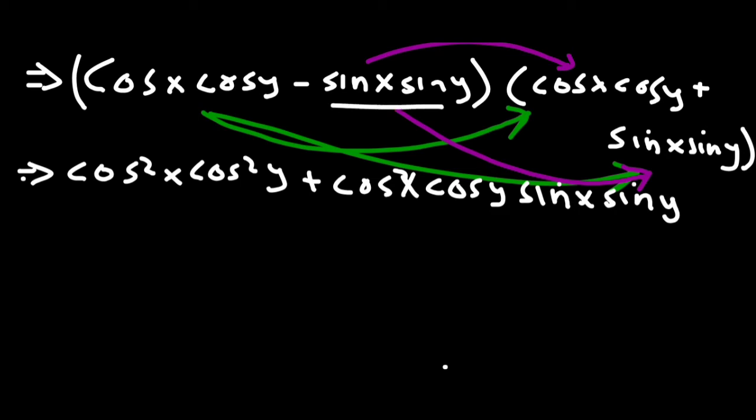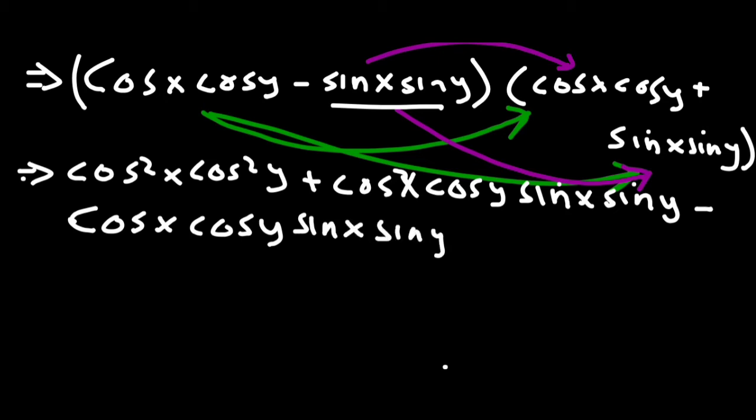Now we come to that stage. We're going to say sine x sine y times cos x cos y. So this is negative, so you see minus cos x cos y sine x sine y. If you want, you can write it as sine x sine y cos x cos y. It doesn't matter. It's the same thing.